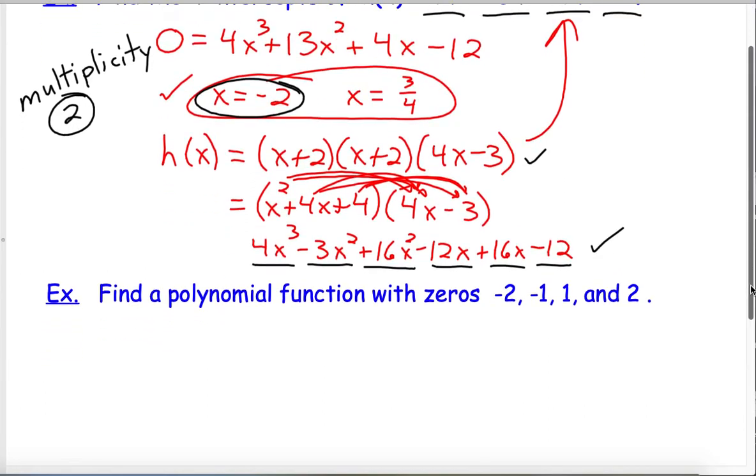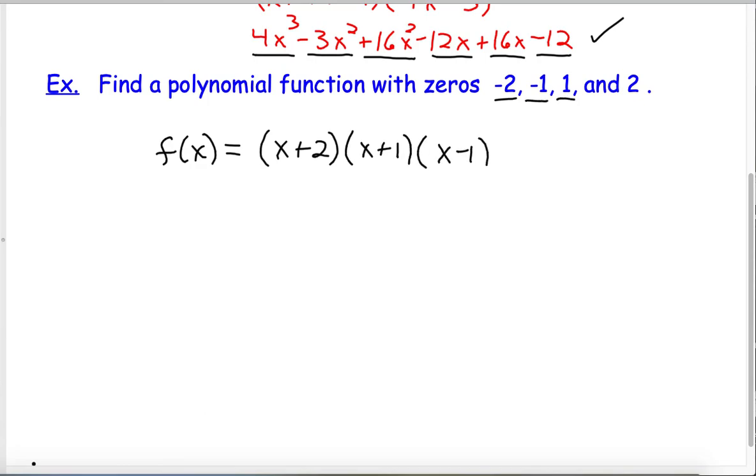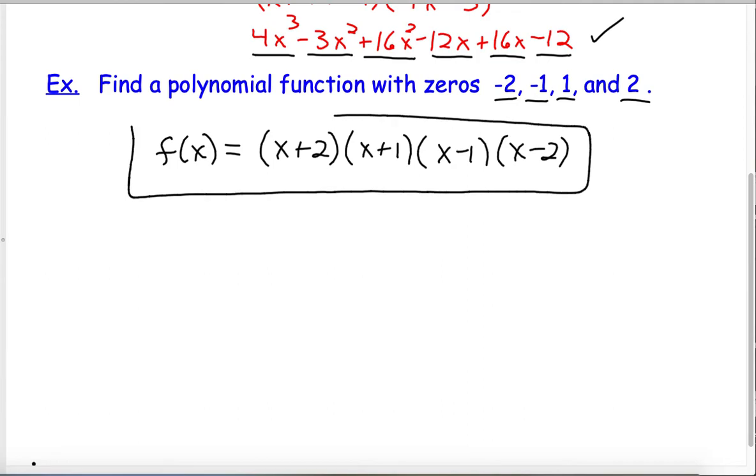All right, so what if I asked you, find a polynomial function with zeros negative 2, negative 1, 1, and 2? Well, that should be easy enough. We'll call it f of x. And if one of the zeros is negative 2, that means x plus 2 is a factor, because when you set that equal to 0, you get x equals negative 2. And then x plus 1 would be a factor for the negative 1. And then x minus 1 for the 1. And x minus 2 for the 2. So it didn't say to multiply it out, so that would be our answer.